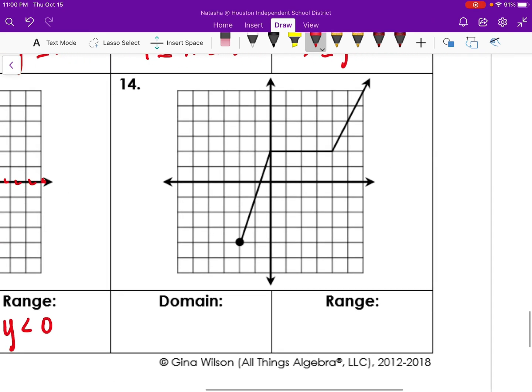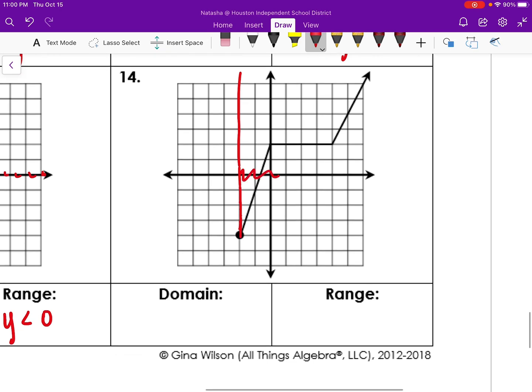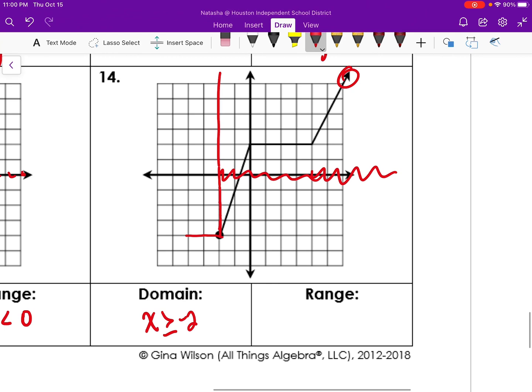And the last one, number 14. So again, kind of the same situation, but it's a solid line, all right? So we're here, but then as we go right, because of that arrow there, we're hitting a point on the graph. So our domain is going to be x is greater than or equal to -2. And then our range is going to be the same kind of situation. Our y is going to be greater than or equal to -4.